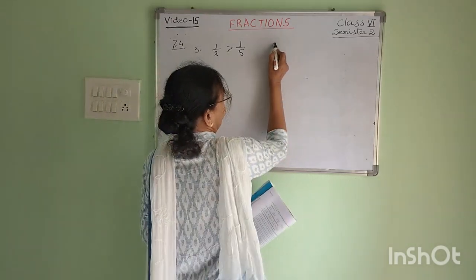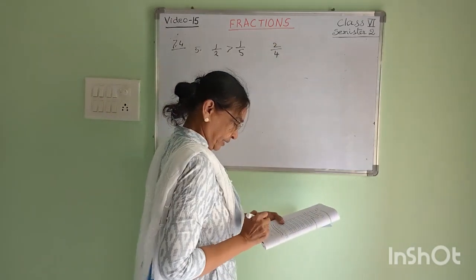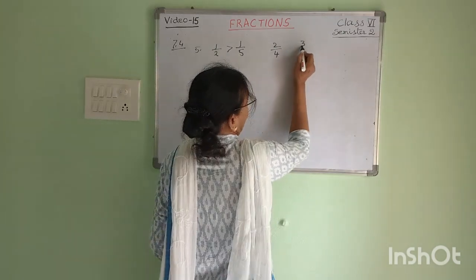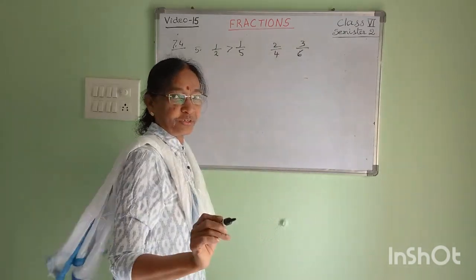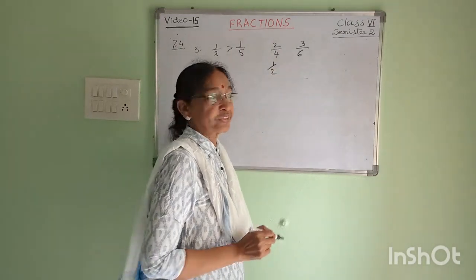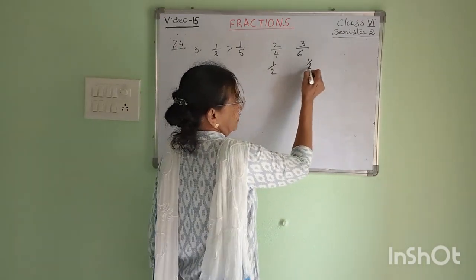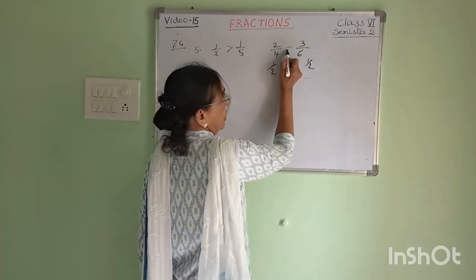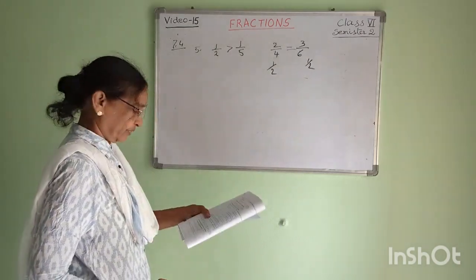Next, 2 by 4 and 3 by 6. Both are equal to half. The equivalent fraction or the simplest form of 2 by 4 is half, and the simplest form of 3 by 6 is also half. Therefore they are equal.